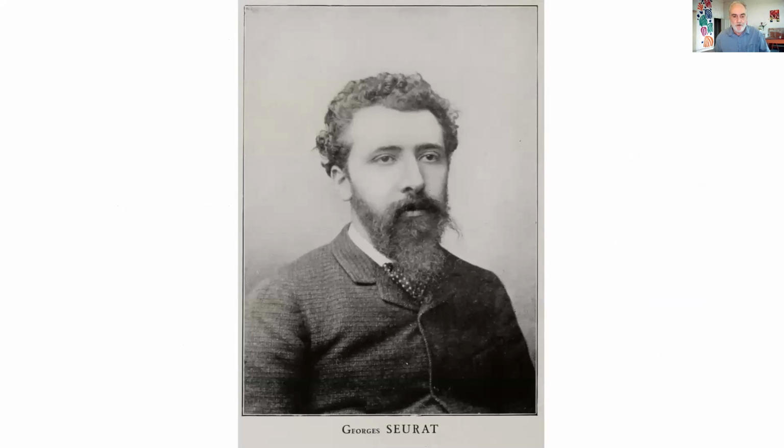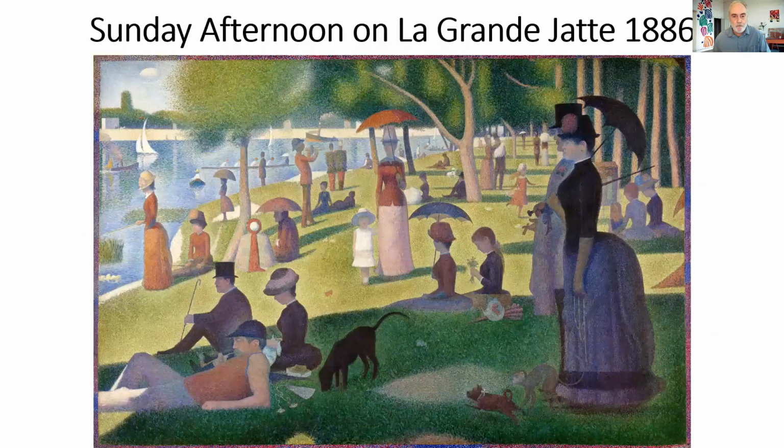Here he is, Georges Seurat. This is probably his most well-known painting. It's the Sunday afternoon down at this place on the river where people used to go to, a big park. So you can see that this painting is composed out of points.